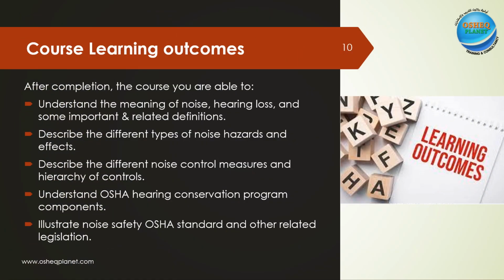Course learning outcomes. After completing the course, you are able to understand the meaning of noise, hearing loss, and some important and related definitions. Describe the different types of noise hazards and effects. Describe the different noise control measures and hierarchy of controls. Understand the OSHA Hearing Conservation Program components. Illustrate the noise safety OSHA standard and other related legislation.